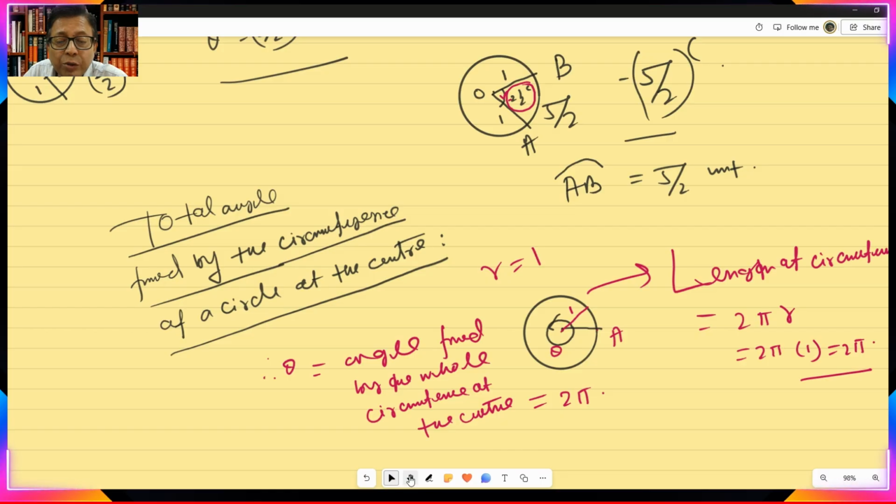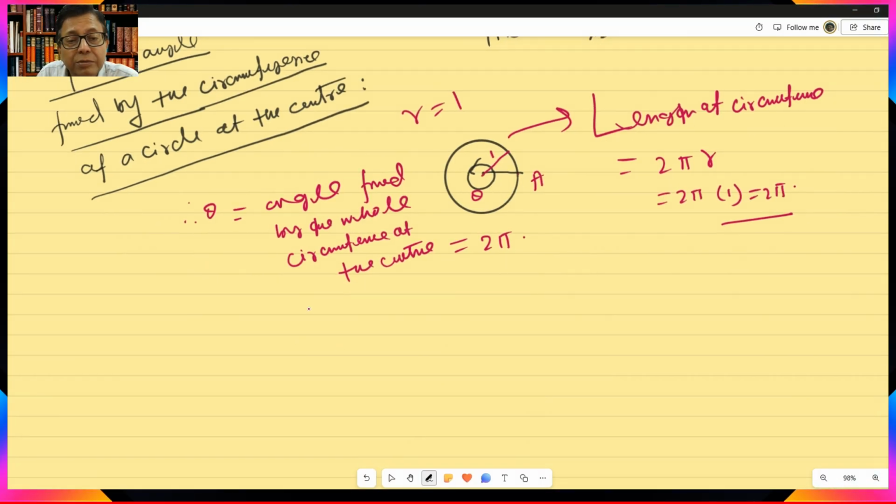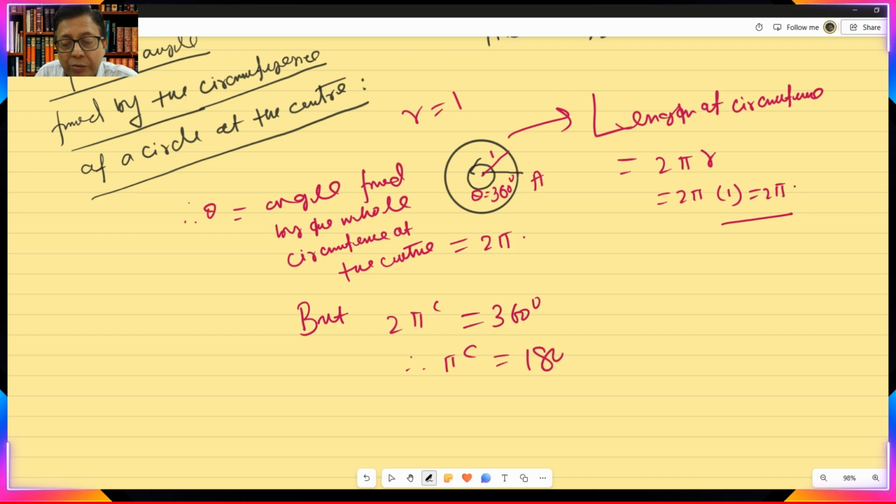But 2 pi, you know how much? The angle at the center is 360 degrees. So 2 pi radian is 360 degrees. So pi radian will be what? 180 degrees. Never forget this. Pi radian is 180 degrees. 1 radian is how much? 180 divided by pi.